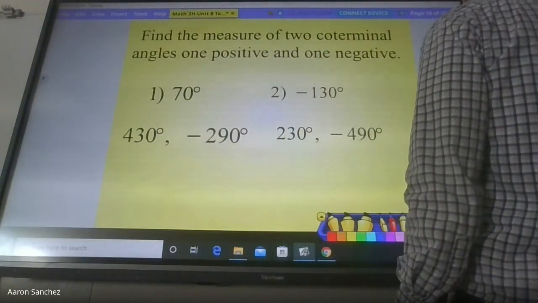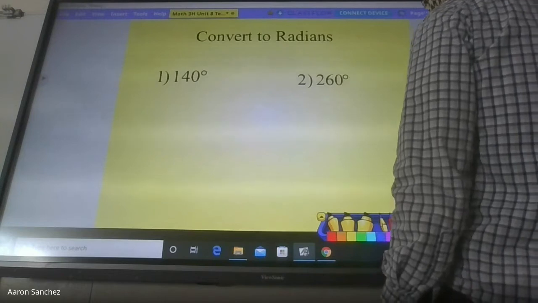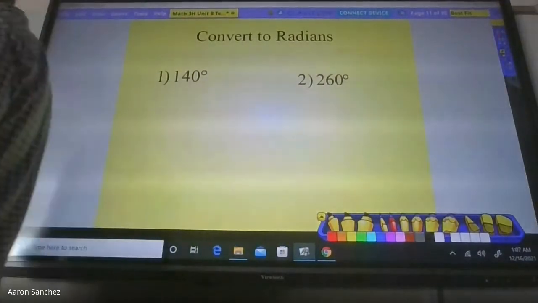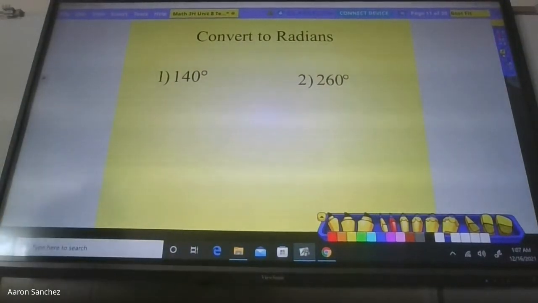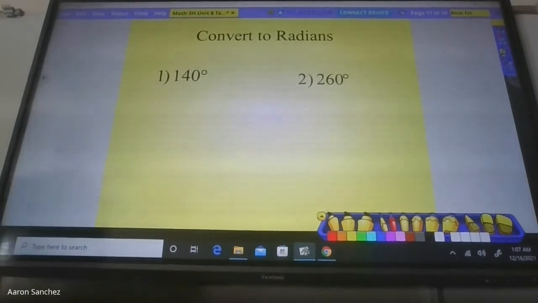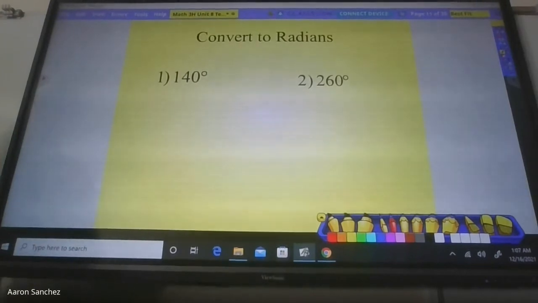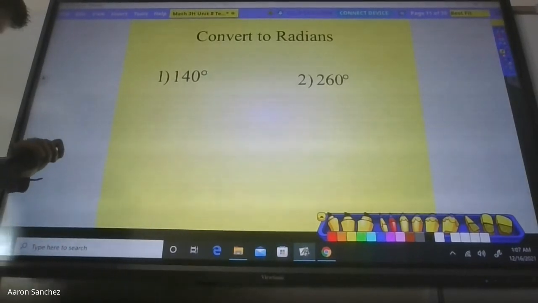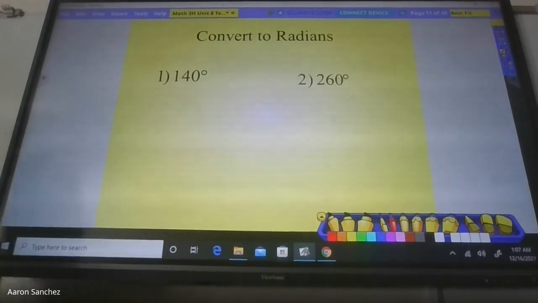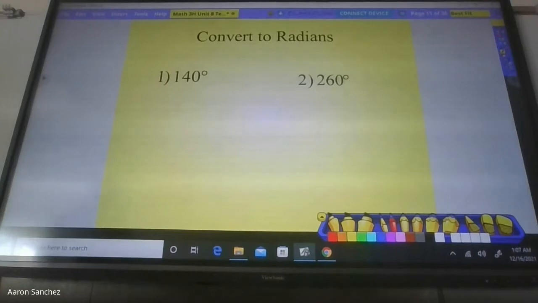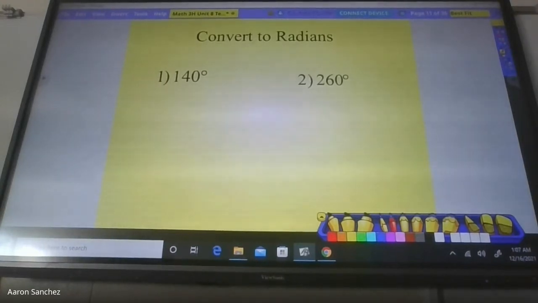Coterminal angles. You're really spinning around, right? Convert to radians. You guys can do that, right? Yeah. Pi over 180. And then you got to reduce. Make sure you reduce. I think I should have you guys go in your groups. Pi over 180 to convert to radians. 180 over pi to convert to degrees.